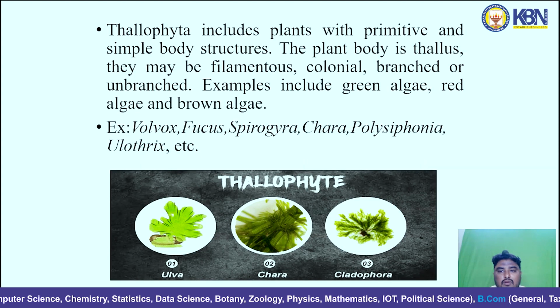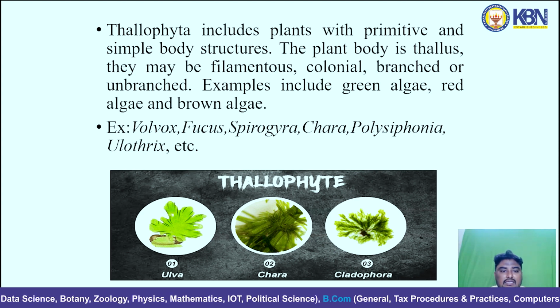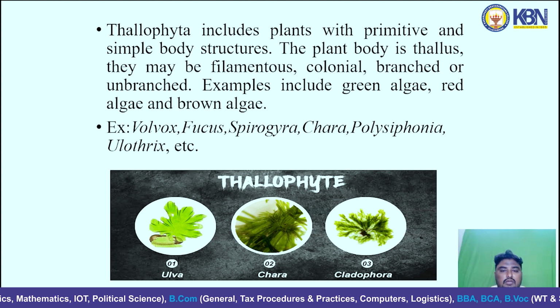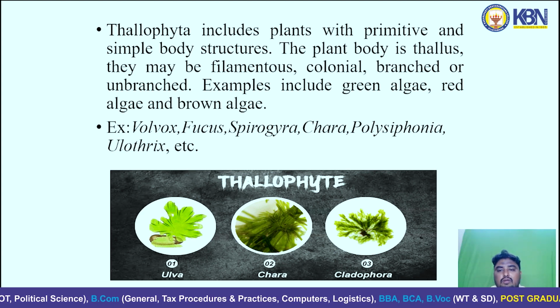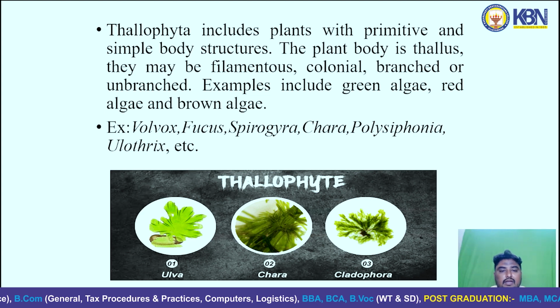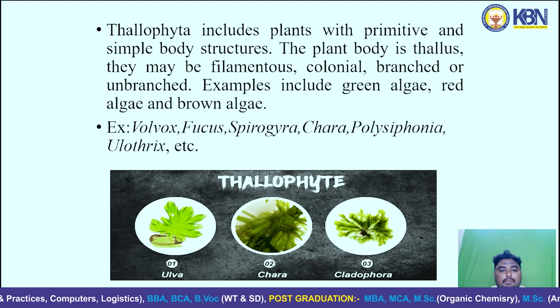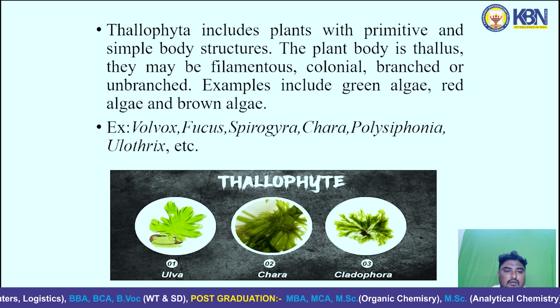Thallophytes include plants with primitive and simple body structure. The plant body is thallus. They may be filamentous, colonial, branched or unbranched. Examples include green algae, red algae and brown algae. And examples: Volvox, Fucus, Spirogyra, Chara, Polysiphonia, Oedogonium, Ulothrix, etc.